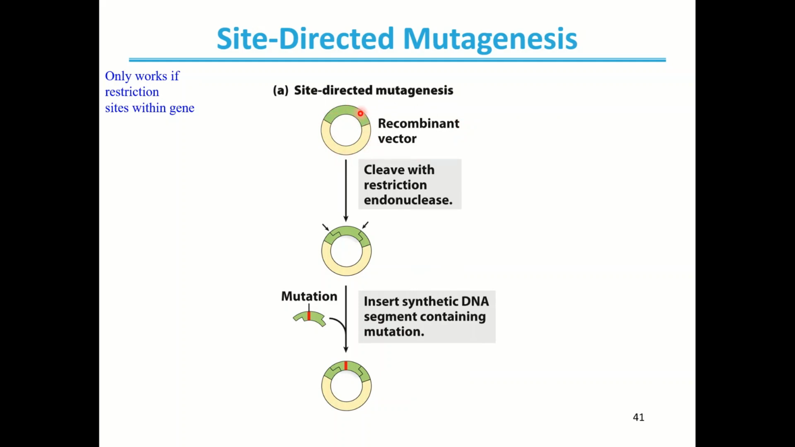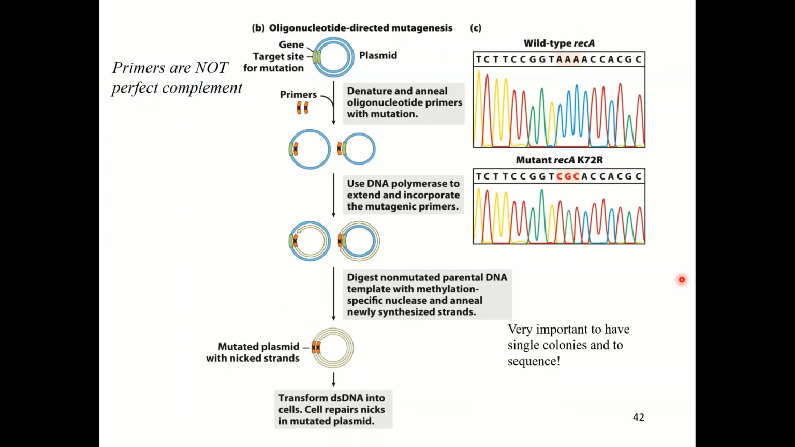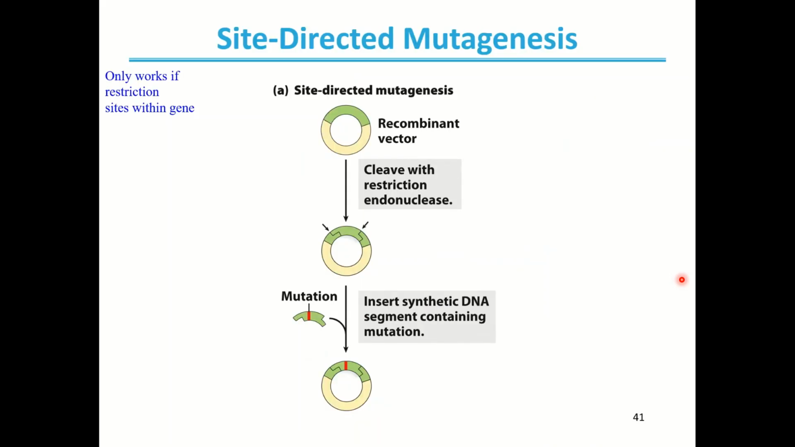So you have your recombinant vector. You can cleave with a restriction enzyme and put in a mutated vector. This only works if you have a restriction site that's within your gene. More often than not, that would be sort of an older technique to do this.